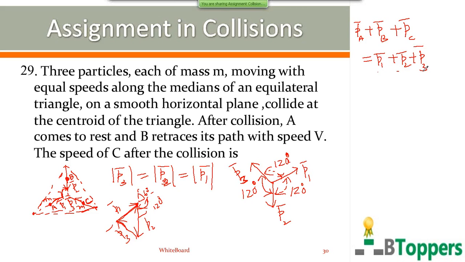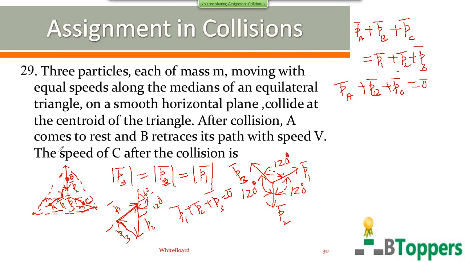Here P1 bar, P2 bar, P3 bar represent the linear momentum vectors of the three particles just before collision. PA bar, PB bar and PC bar represent the linear momentum of the three particles just after collision. As I discussed before, the resultant of the three momentum vectors P1 bar, P2 bar and P3 bar before collision is 0 bar. So the vector sum of the linear momentum of the three particles just after collision must also be 0.